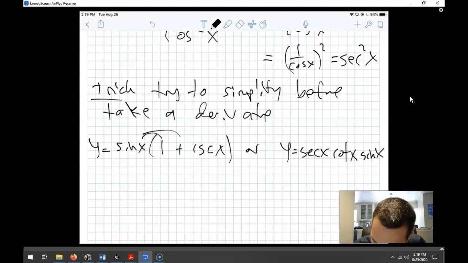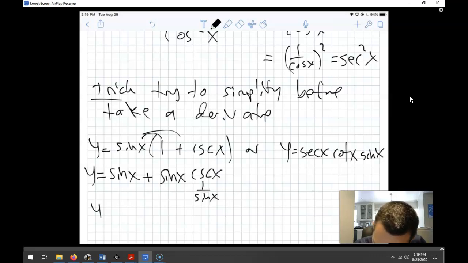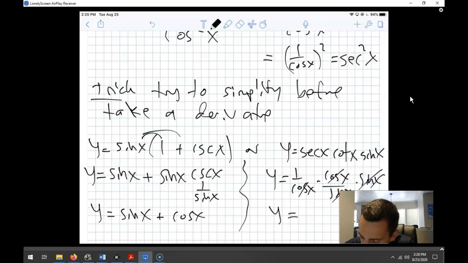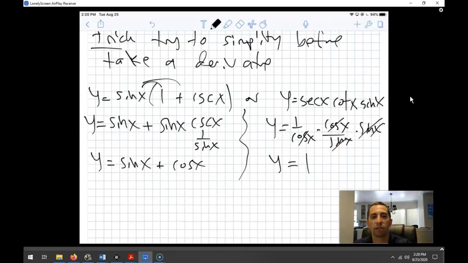So if you distribute this out, you get y equals sine of x plus sine of x times cosecant of x. But you might remember that cosecant is 1 over sine. So before you even take a derivative, you could rewrite this as sine plus cosine. On the second function, if you write everything in terms of sine and cosine, this is 1 over cosine times cosine over sine times sine, and then you recognize this is just a complicated way of writing 1. So the derivative, of course, is 0. So you can sometimes save yourself time like that.